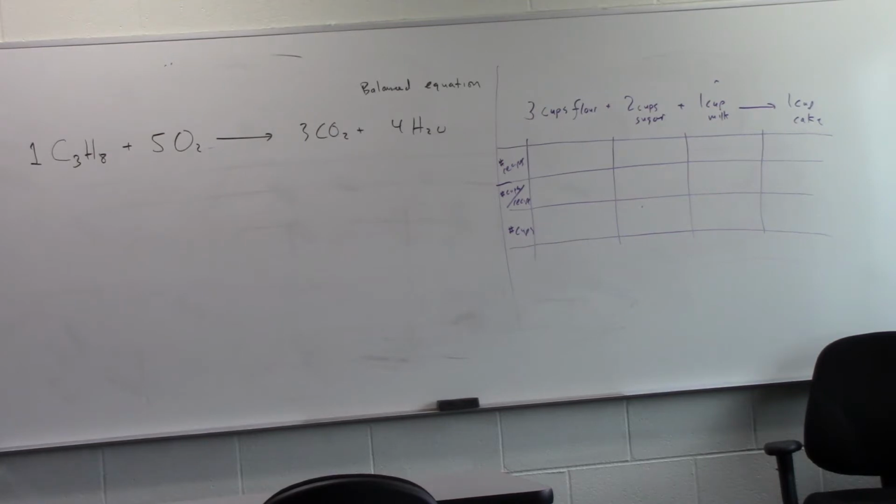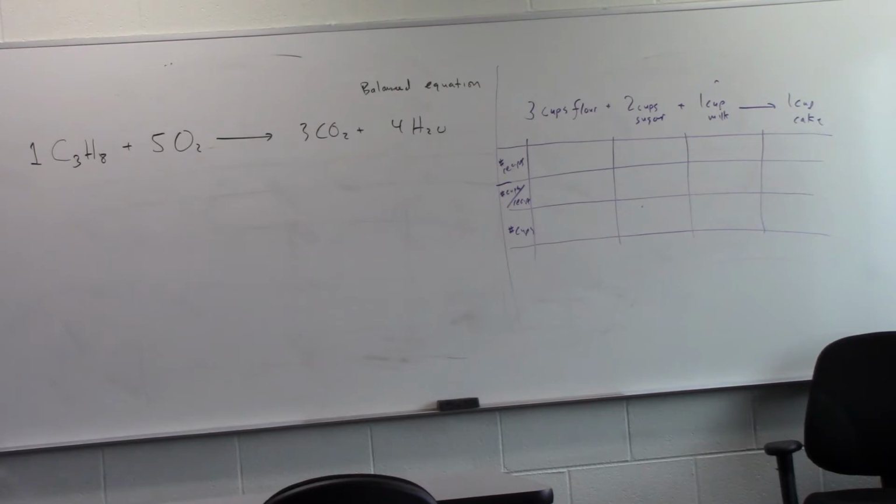They both have certain quantities added to certain quantities and yield certain quantities. So 3 cups flour, added to 2 cups sugar, added to 1 cup milk, yields 1 cupcake. On the left, you have 1 propane plus 5 oxygens yield 3 carbon dioxides and 4 waters.